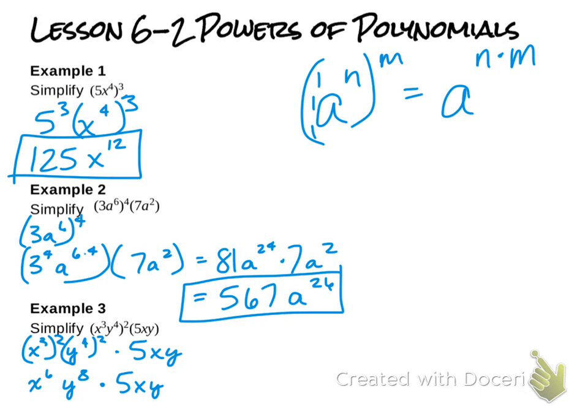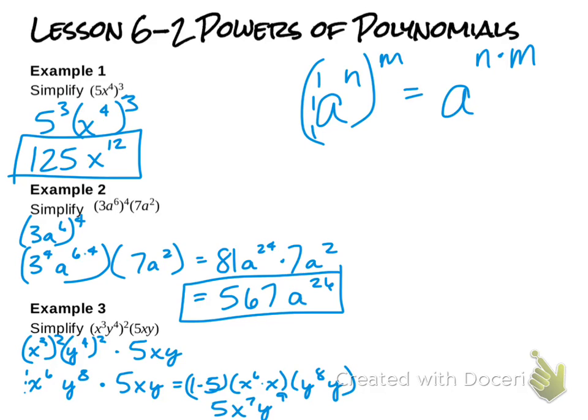Now my coefficients: this coefficient is really a 1, so I have 1 times 5 multiplied together. And then I have x to the 6th times x, that's this x right here. Then I have y to the 8th times y, this y here. Simplifying this out, we get 5x to the 7th, y to the 9th.